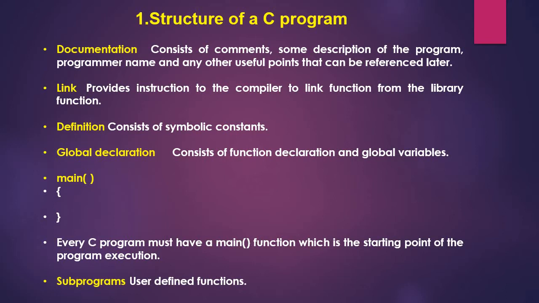The structure of the C programming language. The structure of a C program consists of the following: documentation, link, definition, global declaration, main, and then subprogram.